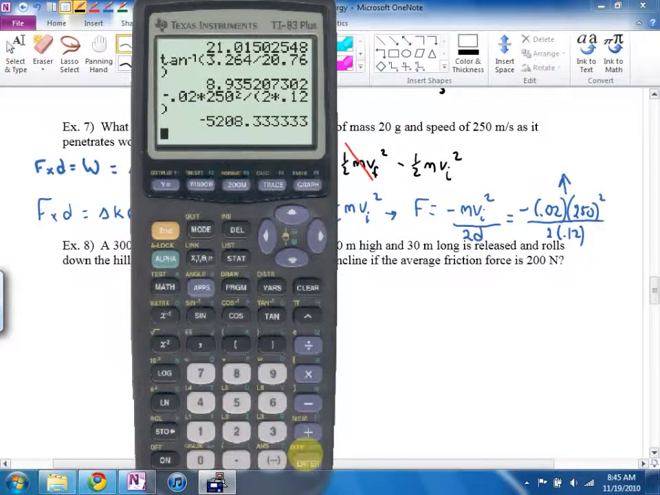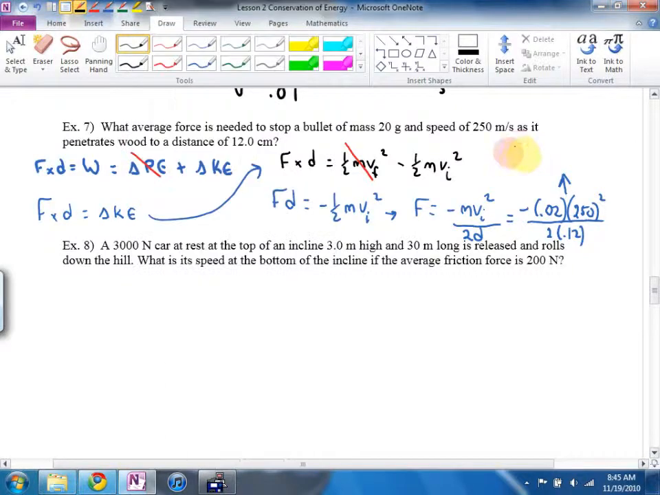You get negative 5,200 newtons? Negative 5.21. I'm just going to drop the negative. 5.21 times 10 to the third newtons. Is that a lot of force? Can someone divide that by 9.8? How many kilograms is that the same as having dropped on you? About 531 kilograms. It's about three or four people body dive bombing on you.